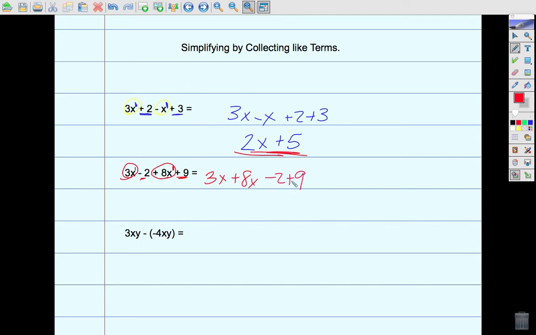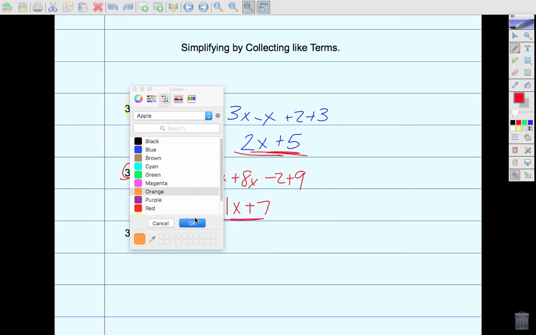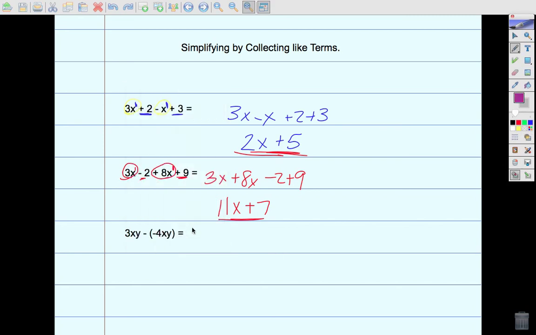And then I have plus 9 and minus 2. So I have minus 2 plus 9. So 3x plus 8x is 11x. And negative 2 plus 9 is going to give me a positive 7. And that would be our simplified version there as well.